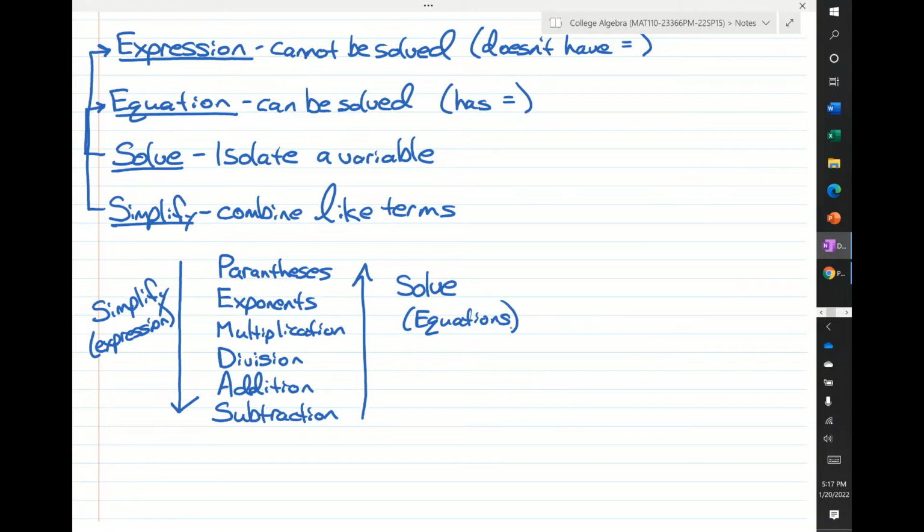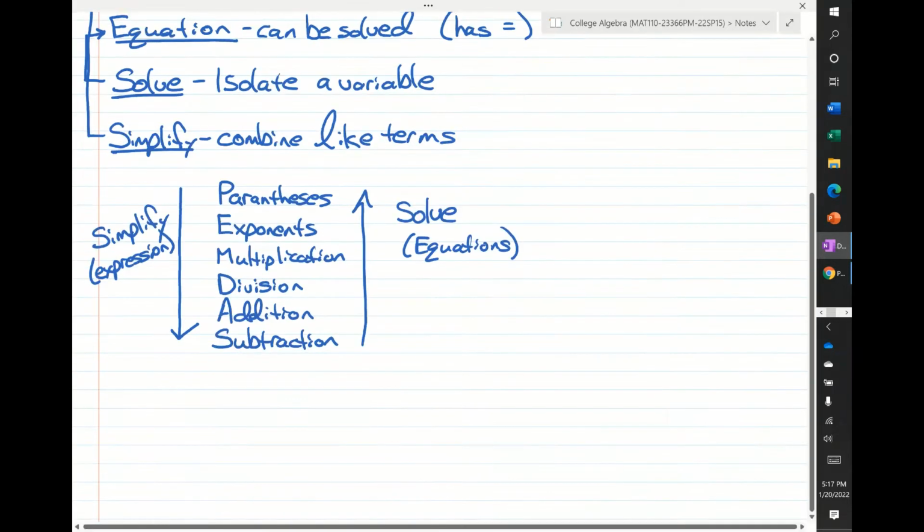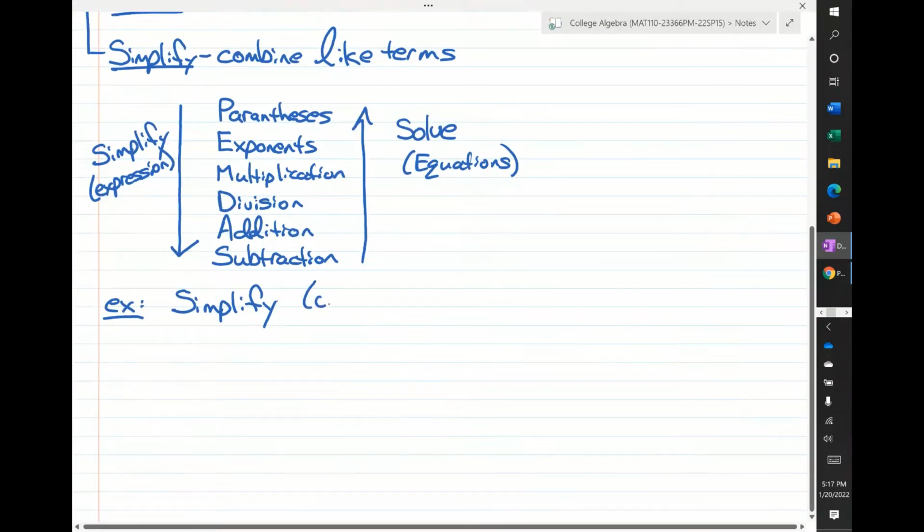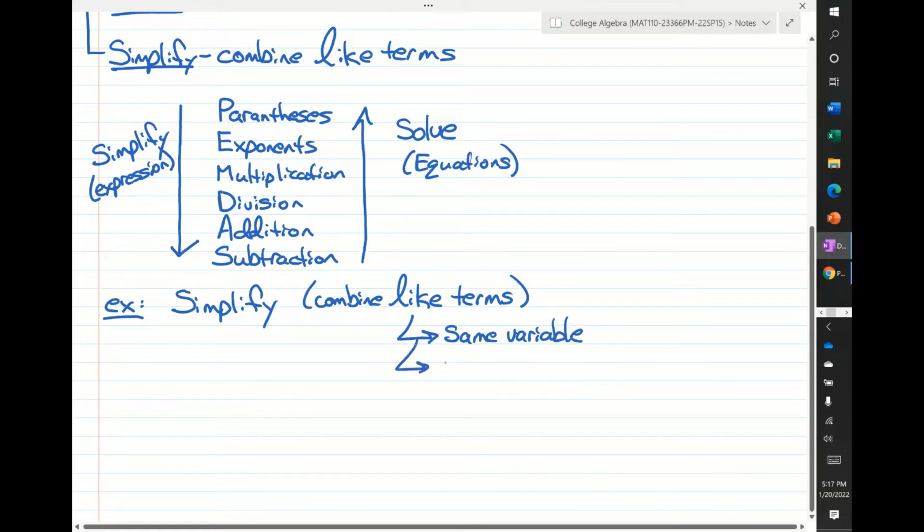So now that that's out of the way, what I wanted to do is get into examples with this. First thing I want to do is just talk about some problems where you simplify. And remember, simplify just means you combine like terms. Like terms just have the same variable and the same variable powers.